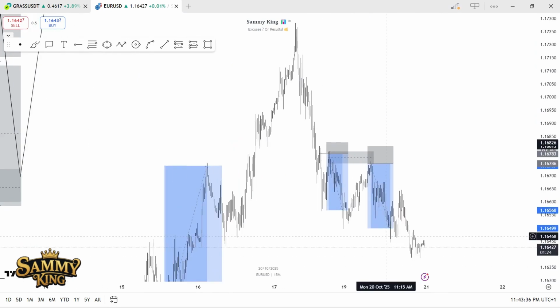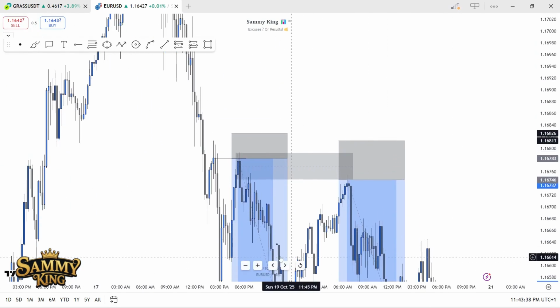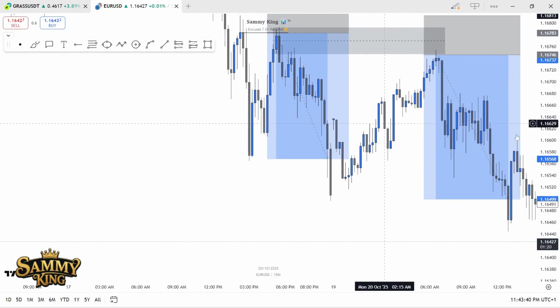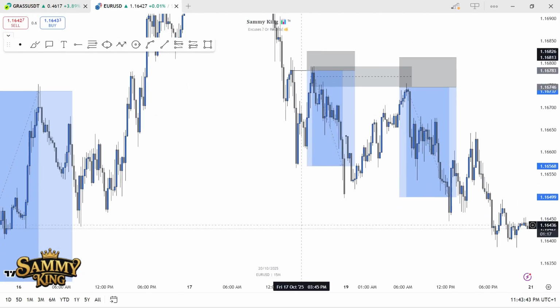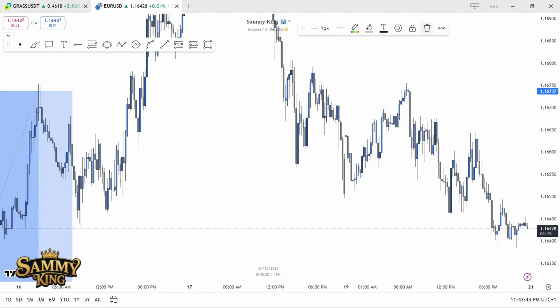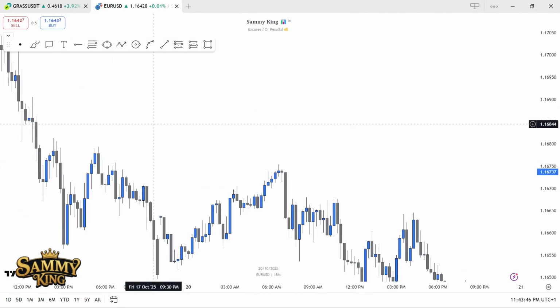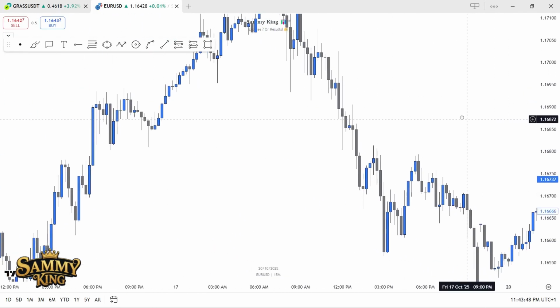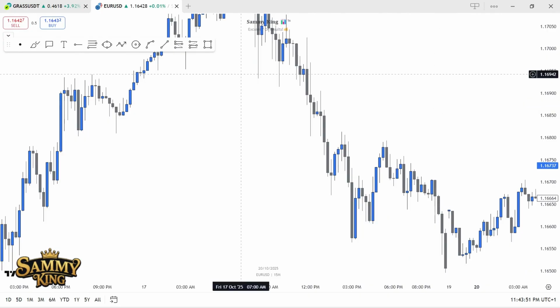There's an example here that played out today. Midnight. Let me clean this. All you need for a range is just a break of structure, a swing high, and a swing low. And there goes your range.